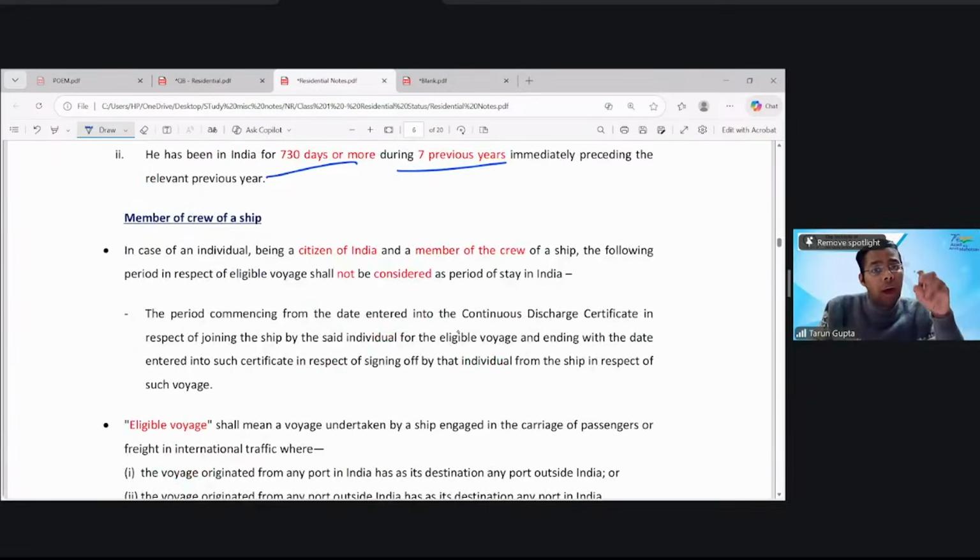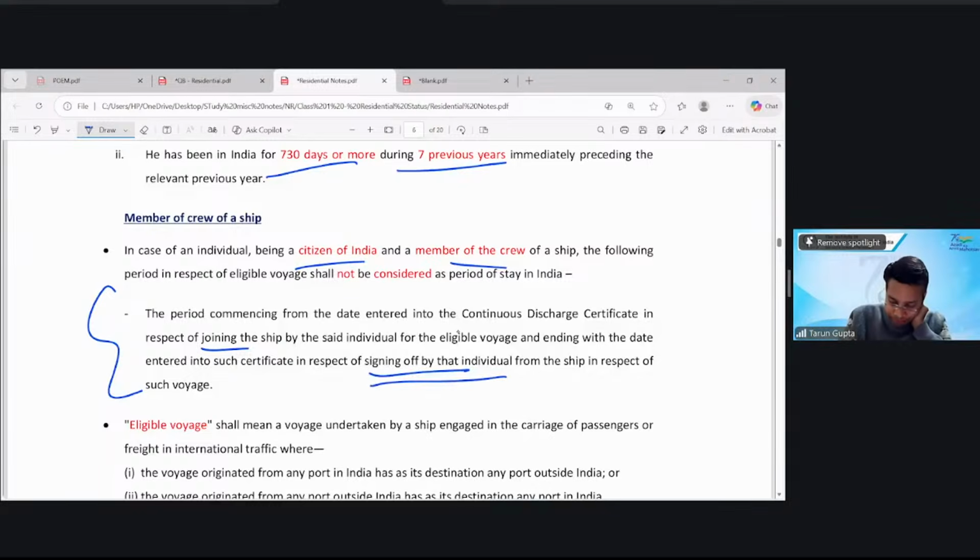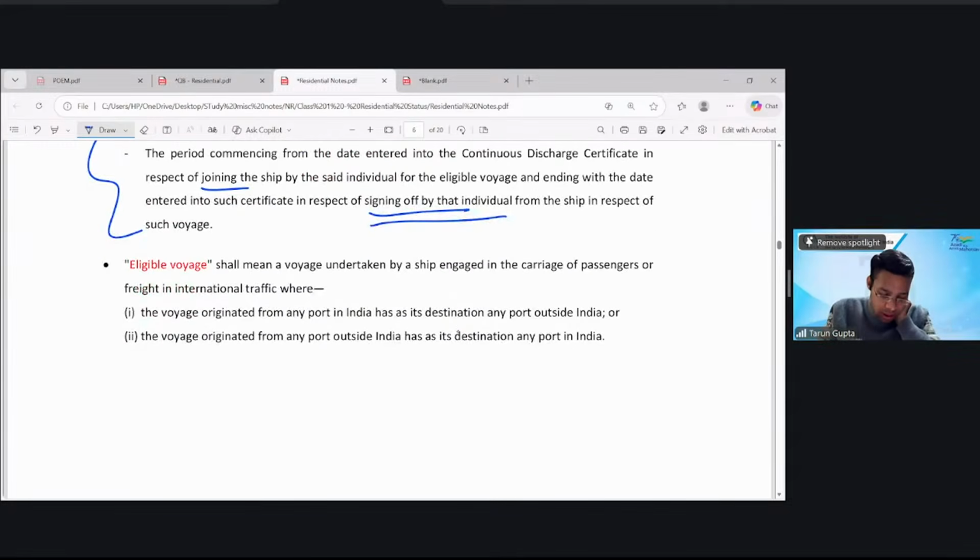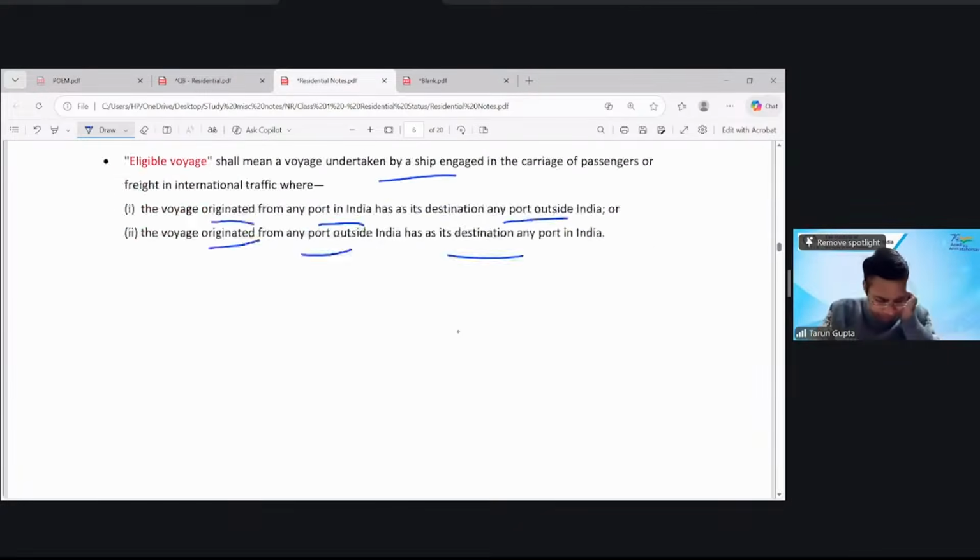Now, the eligible voyage concept. If you're an Indian citizen joining a ship as a crew member, then the following periods are not considered as stay in India: the period from entering into a CDC for joining to entering into a CDC for signing off from the ship. An eligible voyage means the ship is engaged in international traffic, meaning the originating port is in India and the destination port must be outside India, or the originating port is outside India and the destination port must be in India.